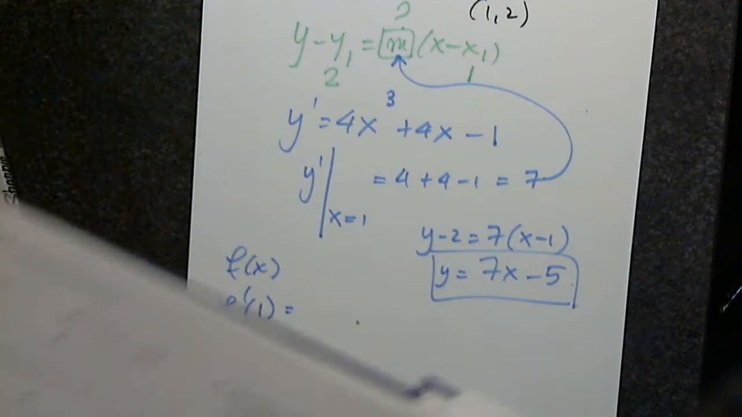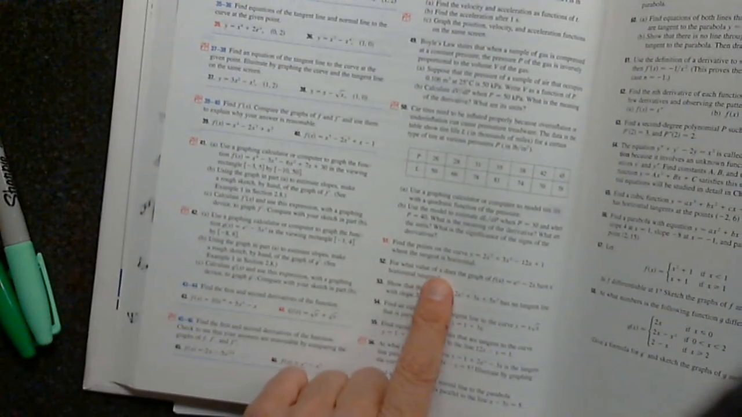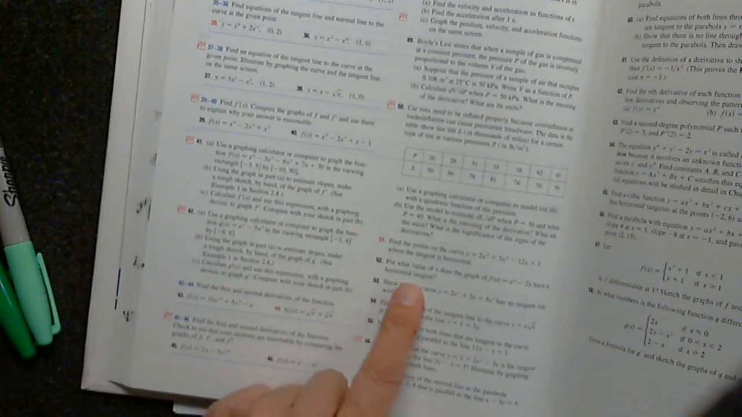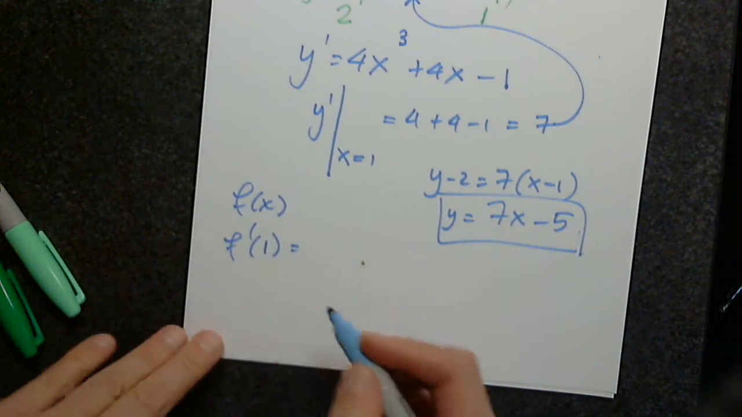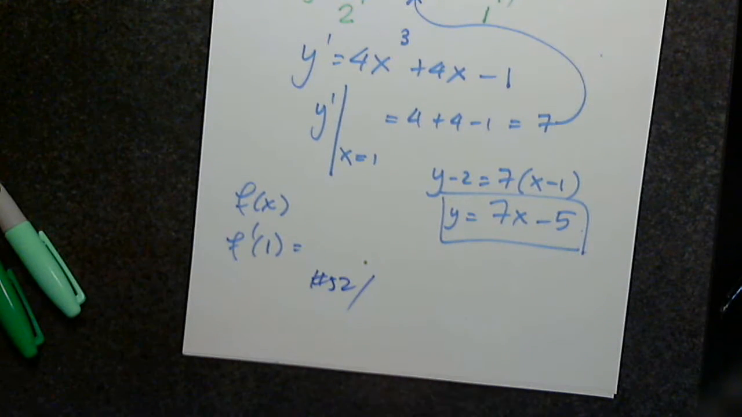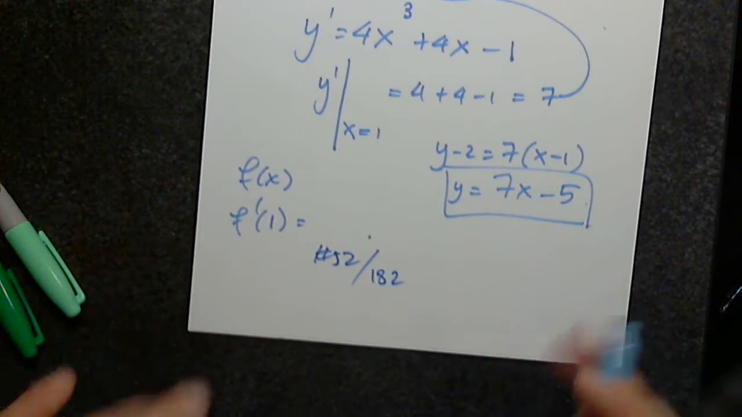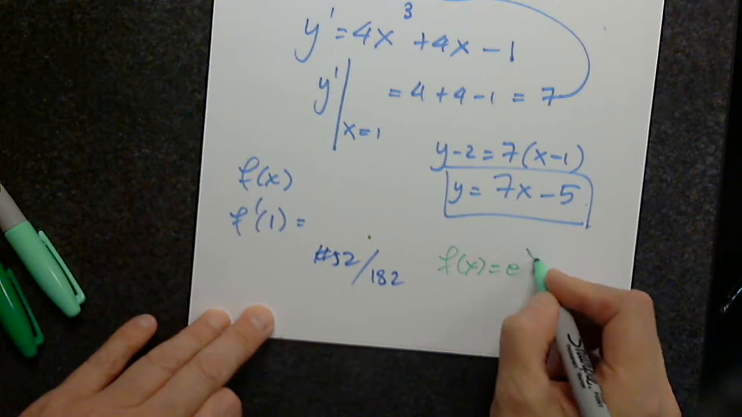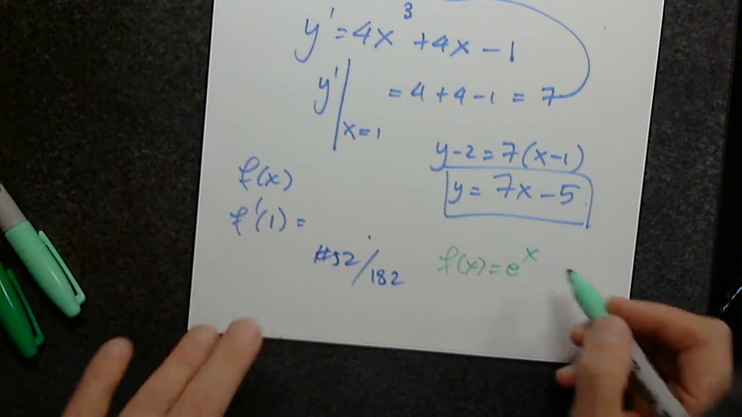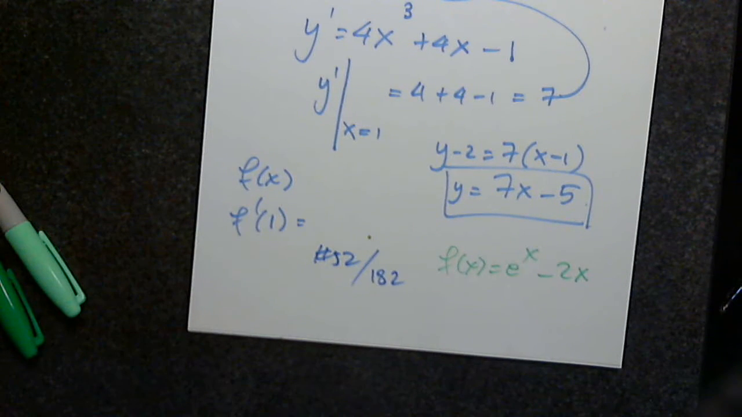Okay, 52. Let's read 52 together. For what value of x does the graph of this function have a horizontal tangent? What does that mean, horizontal tangent? So 52 on page 182. And here's the function, f of x equals e to the x minus 2x. And one more time, find what value of x does the graph of this function have a horizontal tangent.